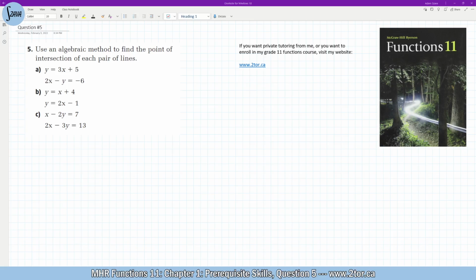In this video, we're going to be looking at an algebraic way to solve for the point of intersection of two lines. I found this question in the McGraw-Hill-Ryerson textbook, Functions 11, Chapter 1, Prerequisite Skills, Question 5.